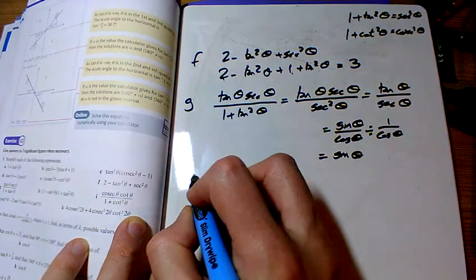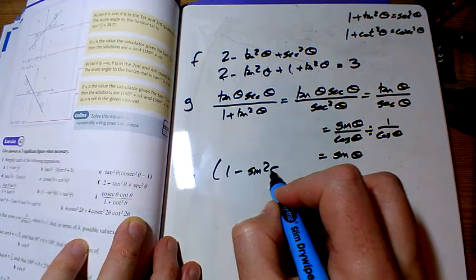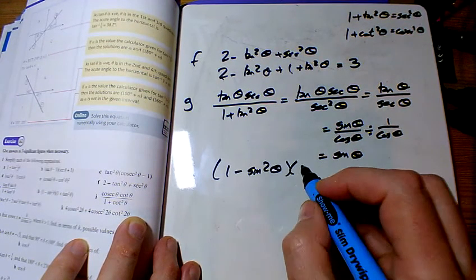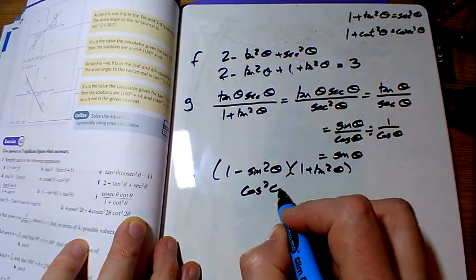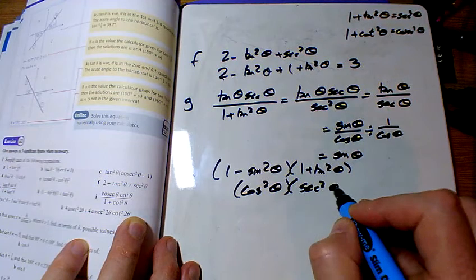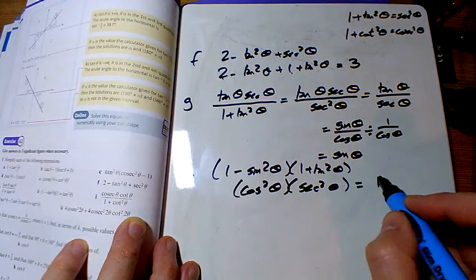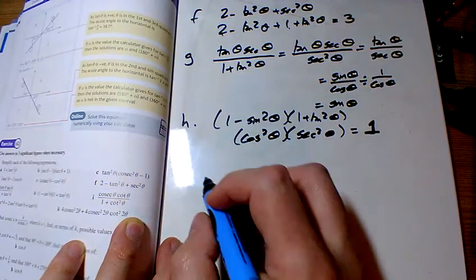Nice one, that. H, I've got a bracket. No, maybe we won't multiply out the bracket, because 1 minus sine squared is cos squared. And 1 plus tan squared is sec squared. And you multiply those two things together, they cancel out, leaving you with just a 1.